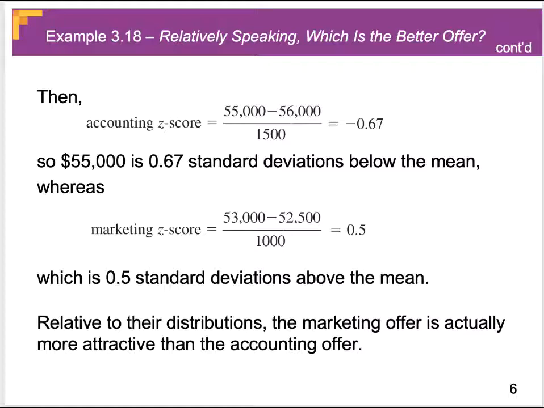mean. The marketing student with a $53,000 offer, when we calculate that z-score by taking 53,000 minus 52,500, then dividing by the standard deviation and getting 0.5, that is actually 0.5 standard deviations above the mean. So relative to their distributions, the marketing offer is actually better than the accounting offer. But that's by comparing to the distribution that those values came from.